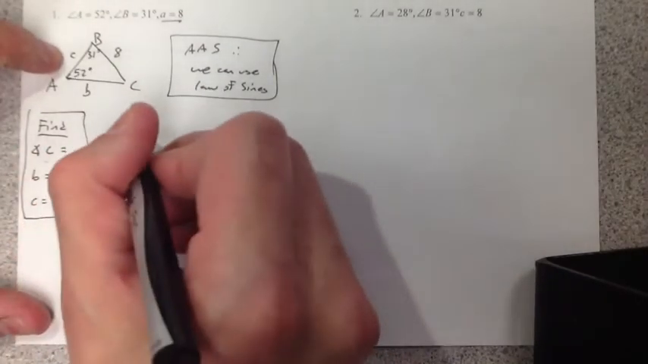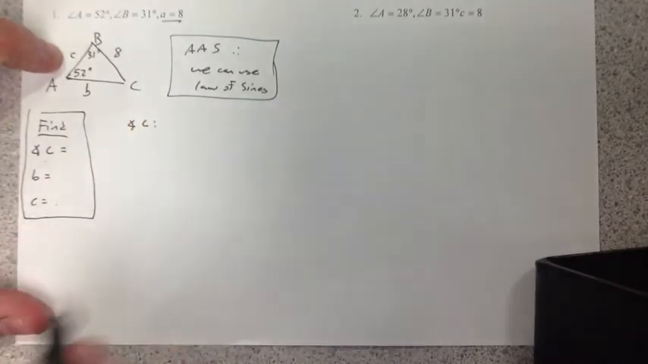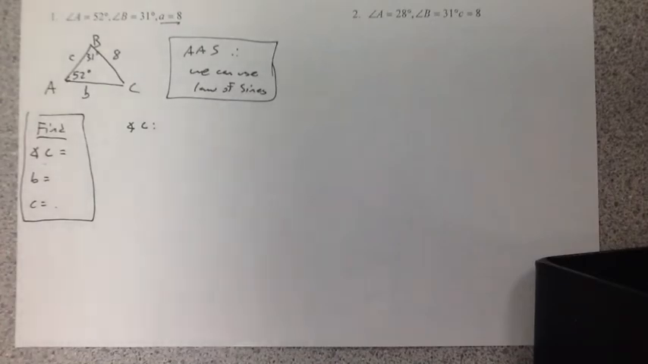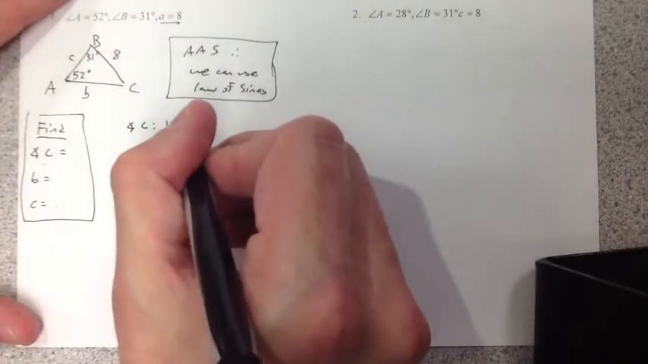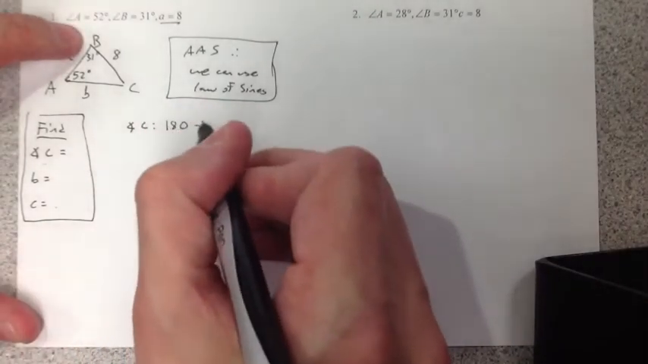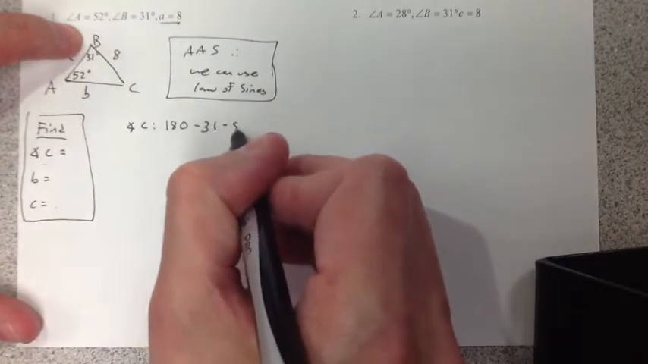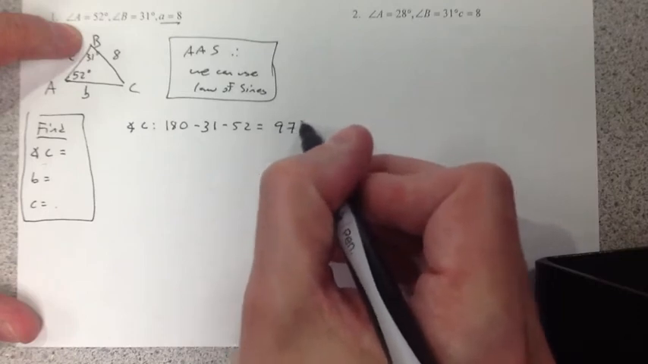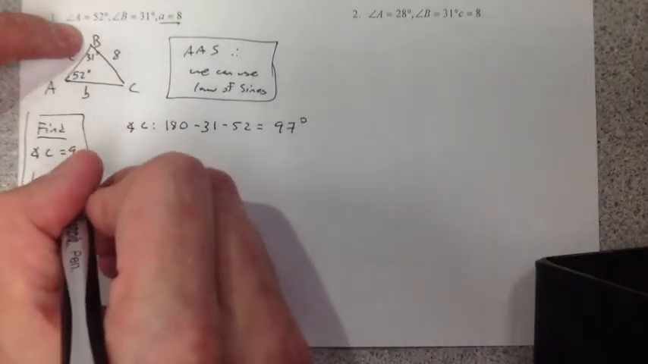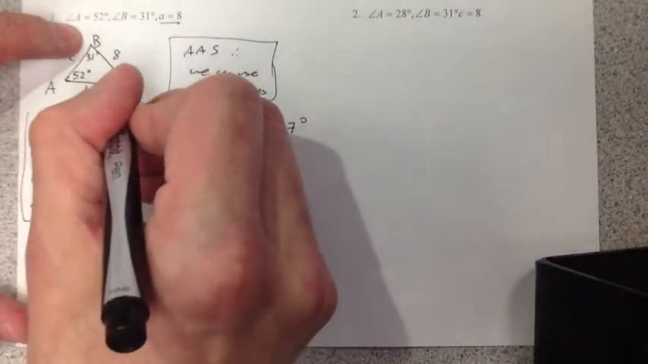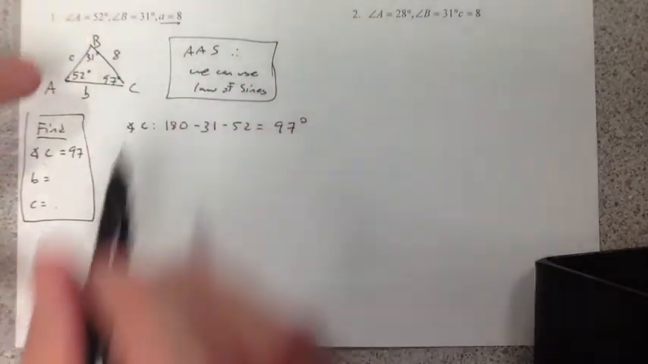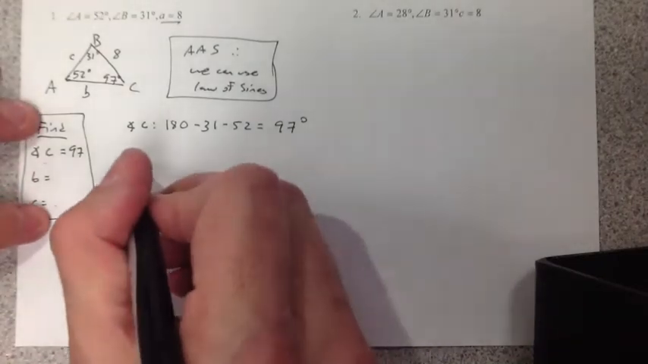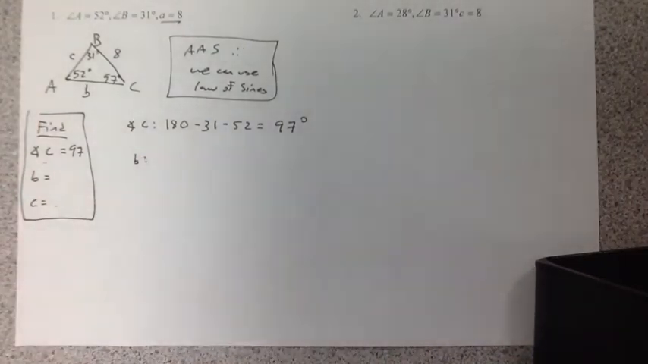Of course, angle C. To get angle C, remember, all triangles have to add up to be 180 degrees. So to get angle C, I take that 180 degrees, I minus my other two angles, 31 and 52. And that's going to give us 97 degrees. So there's angle C, and I write it out, 97 degrees. Now, to get b and c, because it's not a right triangle, we're now going to have to use our law of sines. So we'll go ahead and do b first.